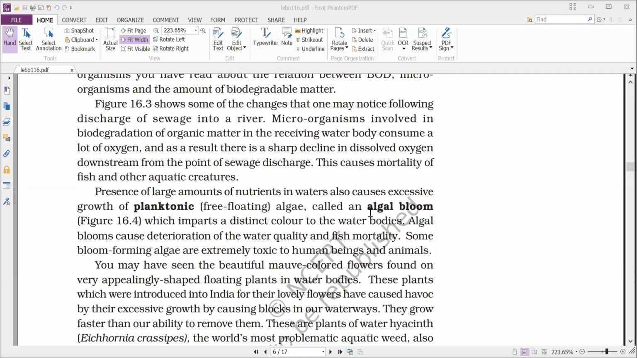Some bloom-forming algae are extremely toxic to human beings and animals. Some of these algal blooms produce certain toxins. When they are growing in large numbers, they produce a large amount of these toxic substances, and these toxic substances will be harmful to human beings and animals also, when they consume such water.